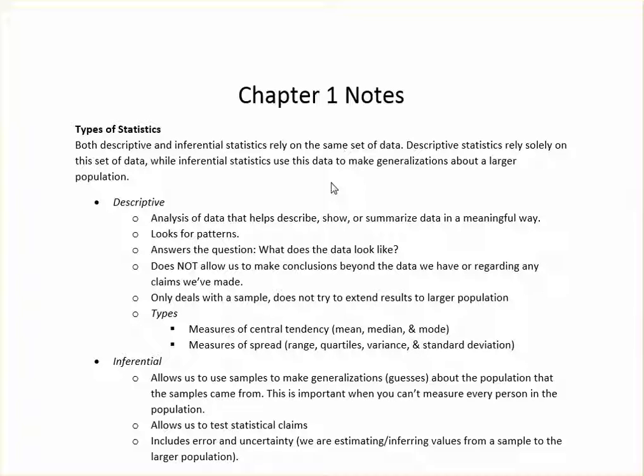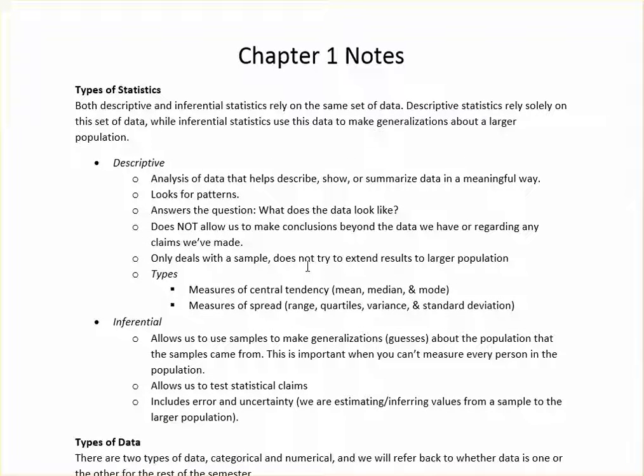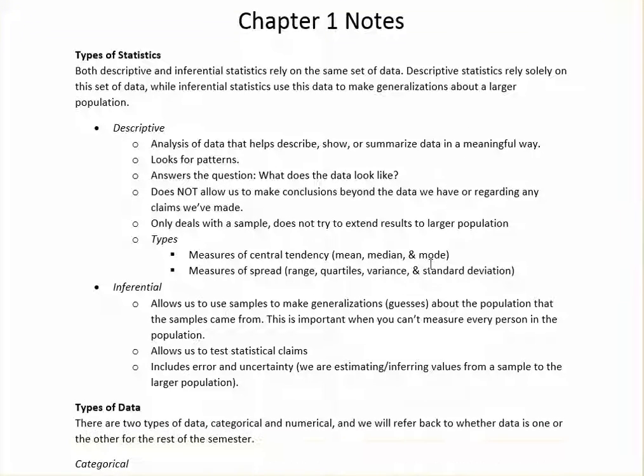So inferential statistics take that one set of data and make generalizations about the larger population, where the descriptive statistics take that set of data and just give you information about just that set. So descriptive analyzes the data to help describe, show, and summarize it in a meaningful way. You look for patterns, answer the question, what does the data look like? It does not allow us to make conclusions beyond the data we have or regarding any claims. So it only deals with a sample, and does not try to extend to a larger population.